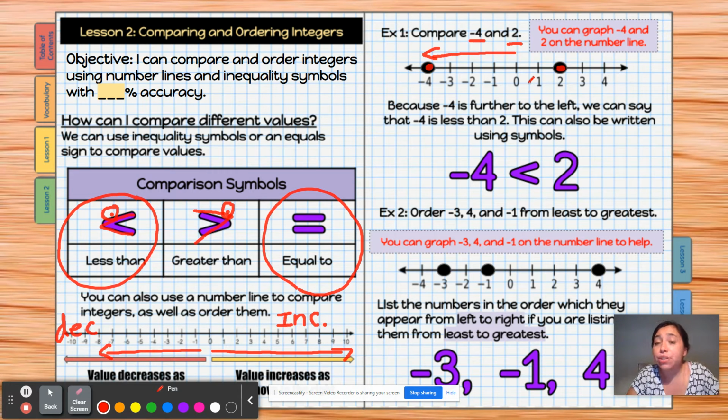This can be written using the following symbols. We know that -4 is less than 2. If you were to compare, just know that whatever the alligator eats is the greater number, usually the positive.